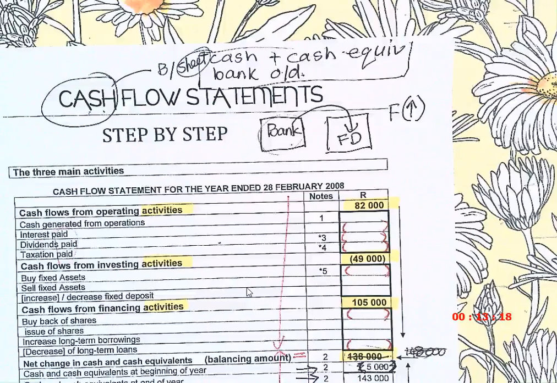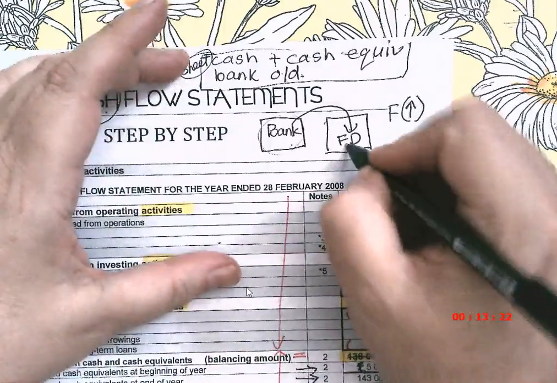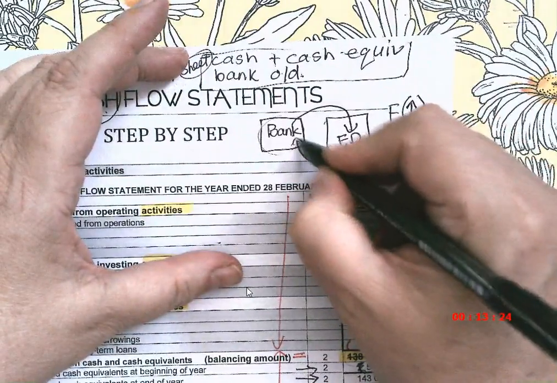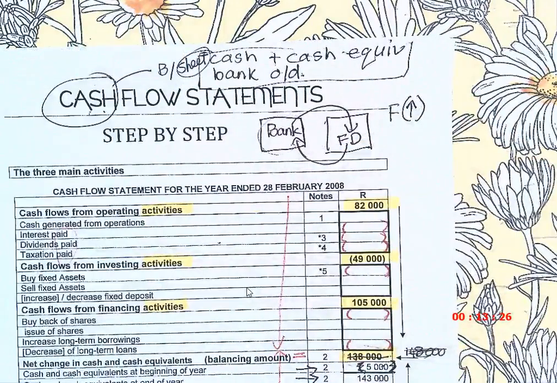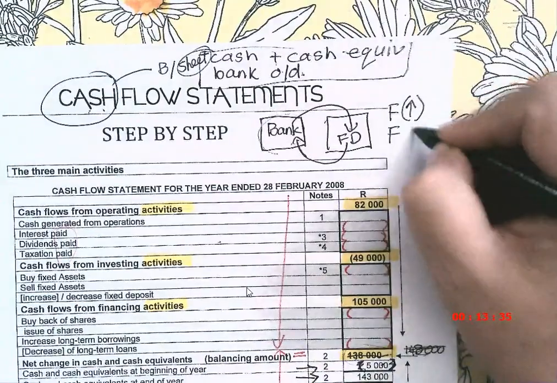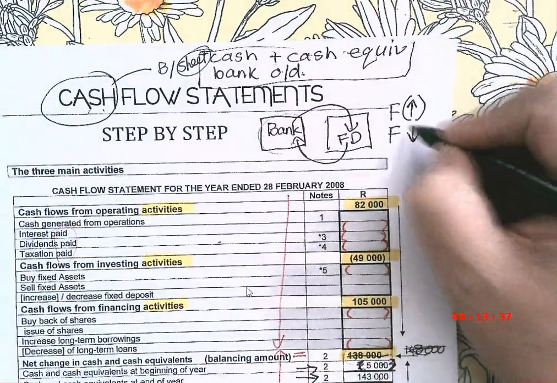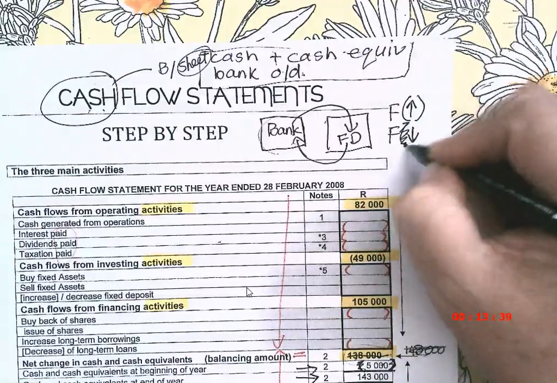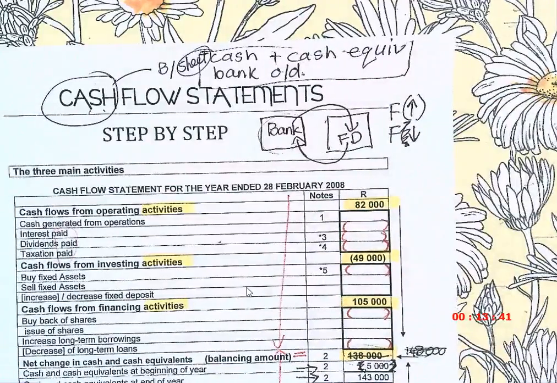Okay. Can you see when that fixed deposit matures, it comes back, now it's an inflow of cash in my bank. Does that make sense? Okay. Now let's quickly look. So in other words, when my fixed deposit decreases, it means the money is coming back to my bank. Okay. So it's all about the inflow and outflow.